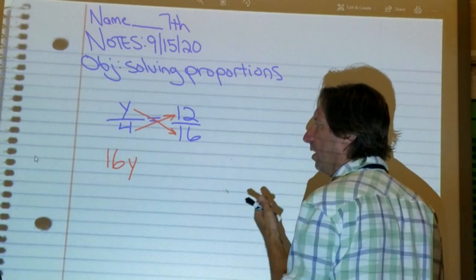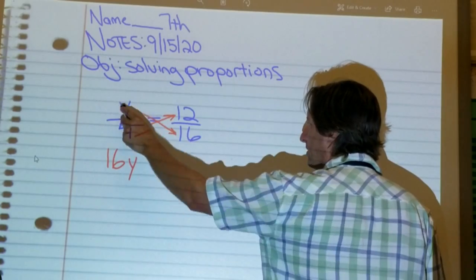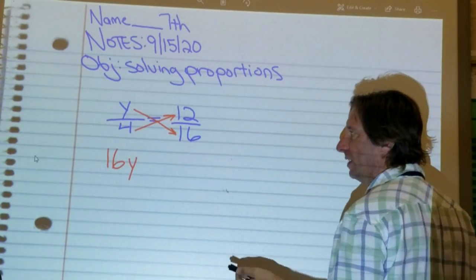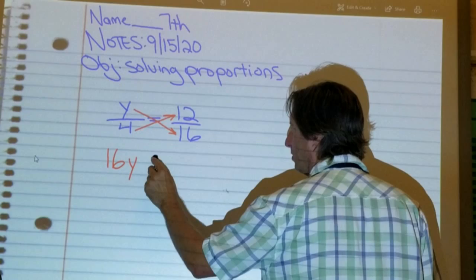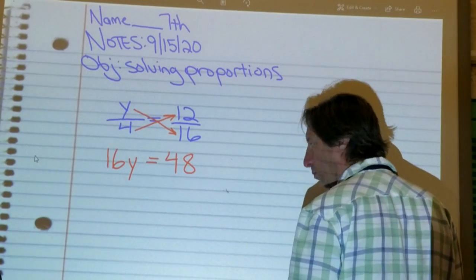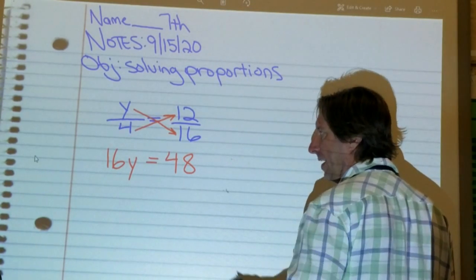That's the way we set up the equations. 16 times y, it's the same as y times 16. Just like 2 times 3 is the same as 3 times 2. And then 4 times 12 is 48. It's a little bit bigger one, but we have calculators, so it's not a big deal.